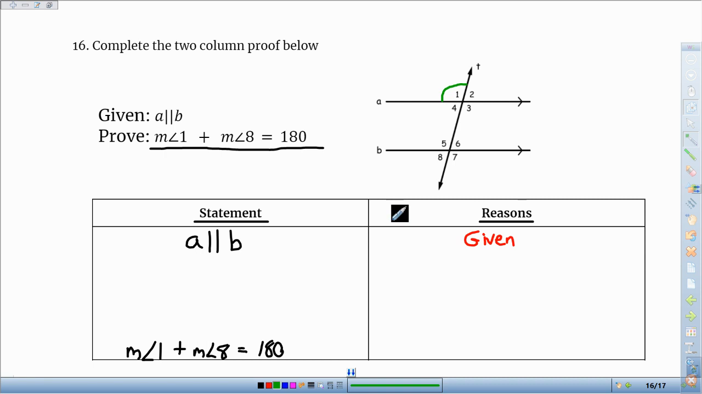Okay, so here's what I'm thinking. I know that angle 1 and angle 5 are corresponding angles, and I know corresponding angles are congruent. So I'm going to go ahead and write that fact here. I know that angle 1 is congruent to angle 5. And what's my reason? It's because they're corresponding angles.